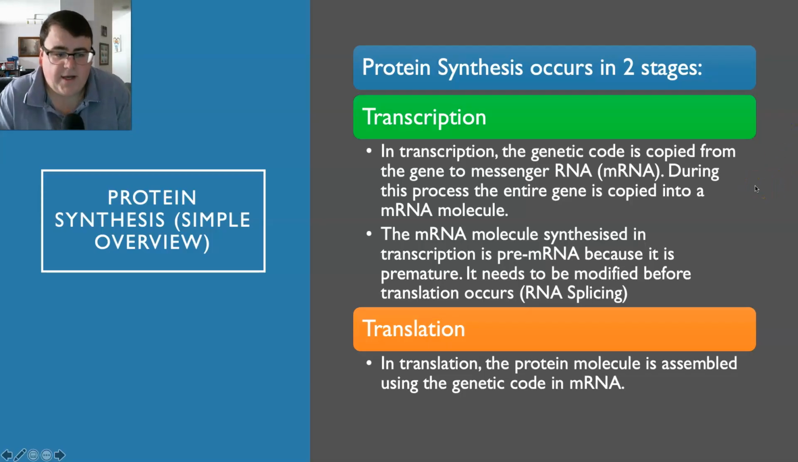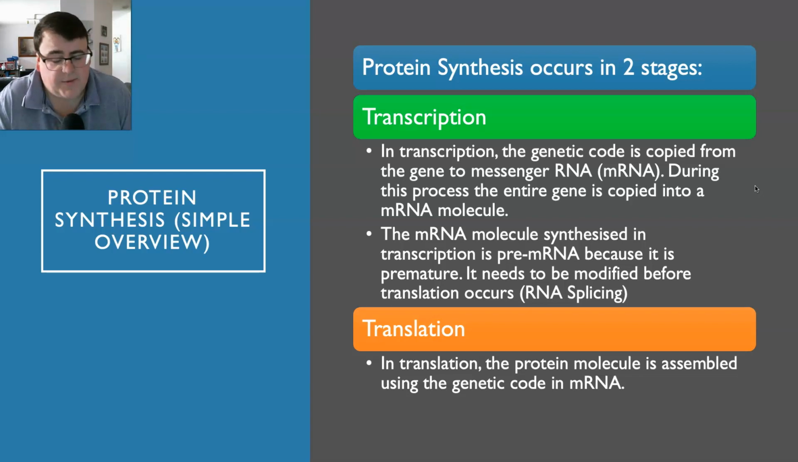So when we're actually creating a protein, there's two different stages that we need to know: transcription and translation. And again, like I said before, biology is all about the words that we use. So transcription, transcribing something, you're copying something. Translation, you're translating something, you're turning it into a different language. So in transcription, you're copying the information that's in the DNA or in the gene onto a messenger RNA molecule.